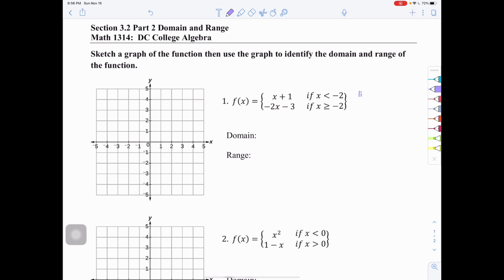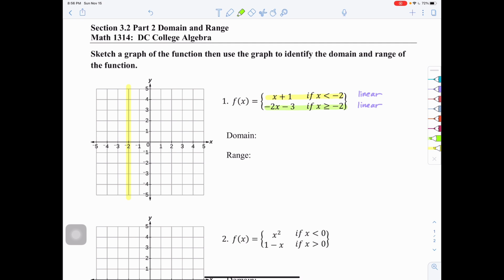This is a linear function, and this is a linear function. And where we have this separation is at x equal to -2. And I'm going to get rid of this line in just a bit. But I just want to make sure that you're aware that this function is when x is less than -2, and this function is graphed when x is greater than or equal to -2.